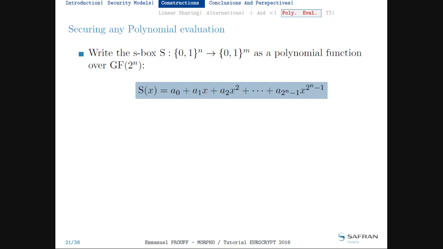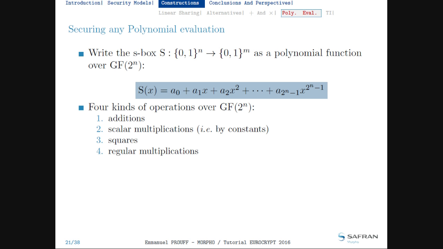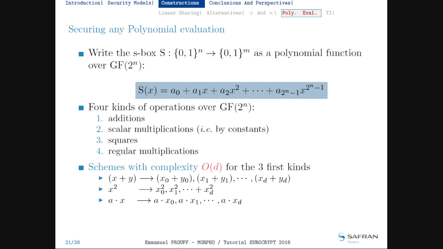If I need to securely process something like that, so the processing of S on X, which is described like that, then I can split this processing into additions, scalar multiplications, here multiplication by constants, so this is linear, into squares, and the square in characteristic 2 is also linear, so good. The complexity of securing the squares is also linear in d, and I have regular multiplications. So the first three kinds of operations are linear, so these are the operations I want to favor in my decomposition of the processing.